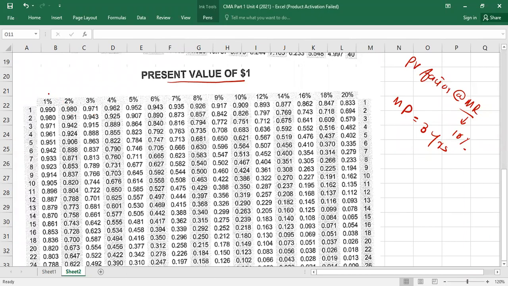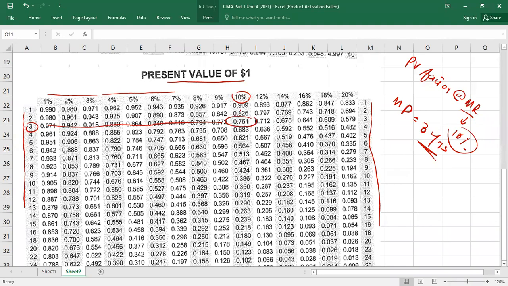If you look at this table, horizontally on the top side percentages are written, and vertically periods are written: 1, 2, 3, 4, 5, 6, and so on. Now you have to select the percentage. Assuming 10%, you will go to the 10% column. Then you look to the maturity period, which is 3 years. So look, this is 3. You will move along the 10% column. It means this factor we will use here: 0.751.